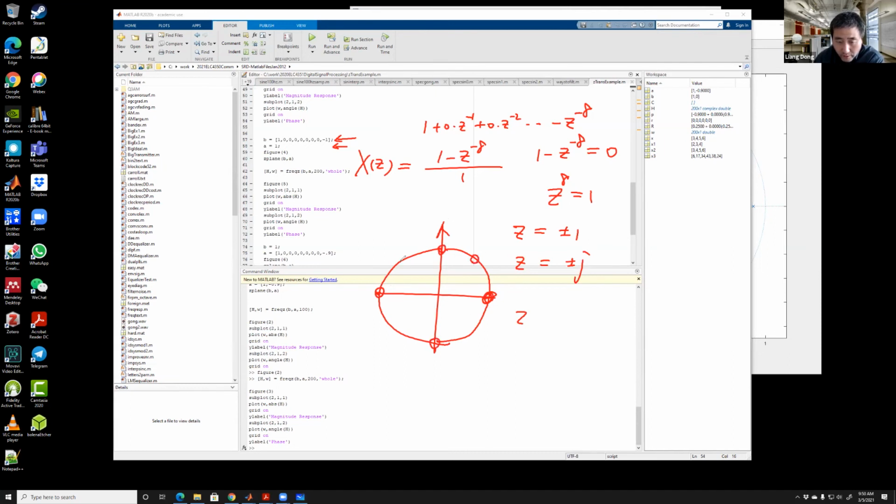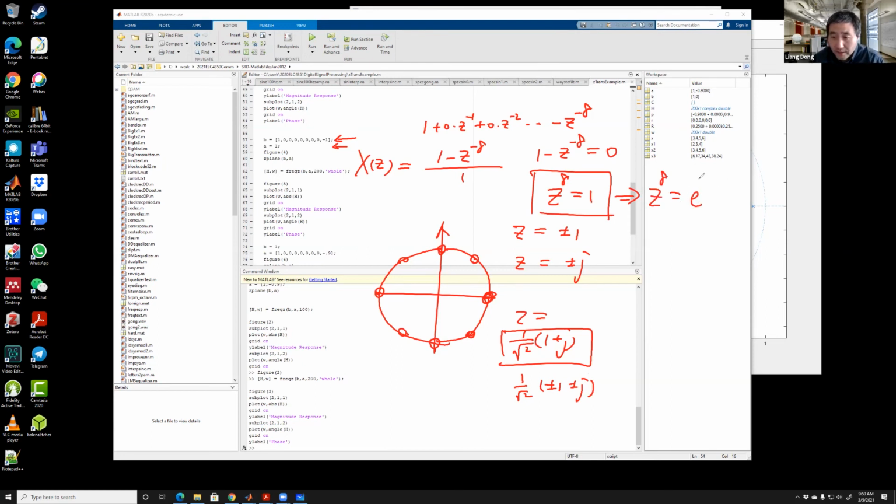z can also take this point, which is 1 plus j divided by square root of 2. z can also be this. z can also be positive negative 1, positive negative j. So those are the 4 points here. Right? And because z is a complex number, solving this equation, you are going to write this as equal to e to the power j 2 pi times k, where k is an integer.